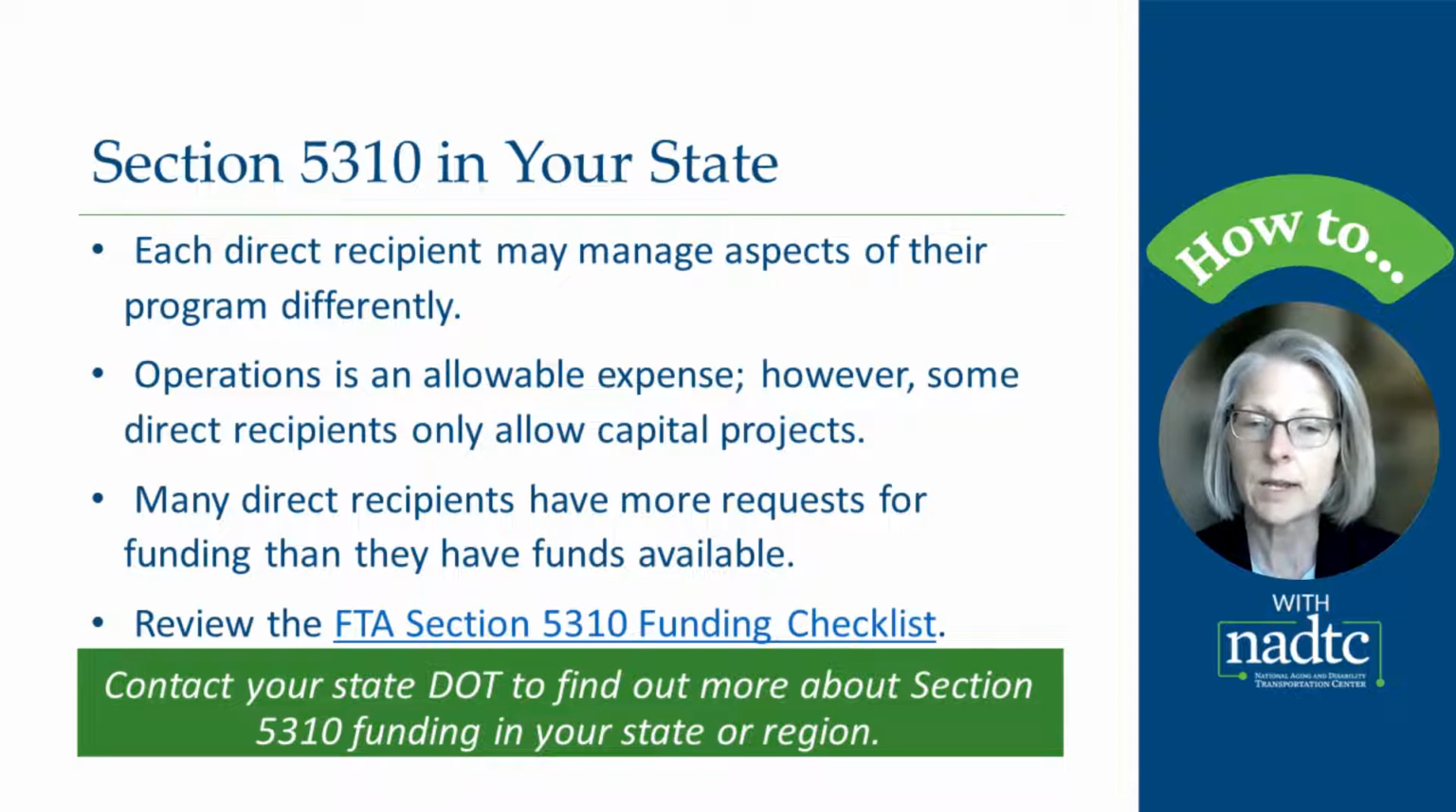The 55% is a floor, not a ceiling. The recipients can use 100% of funding for traditional capital projects only. Many direct recipients have more requests for funding than they have funds available. For more information on how to apply, see the NADTC and FTA Section 5310 funding checklist at the NADTC website. If you are interested in applying for this funding or learning more about who to apply to, start by contacting your state Department of Transportation.